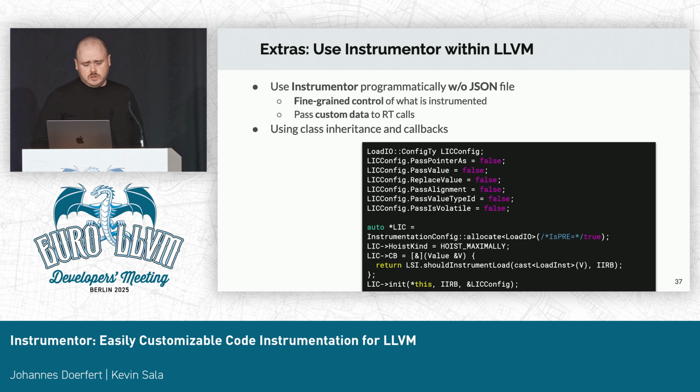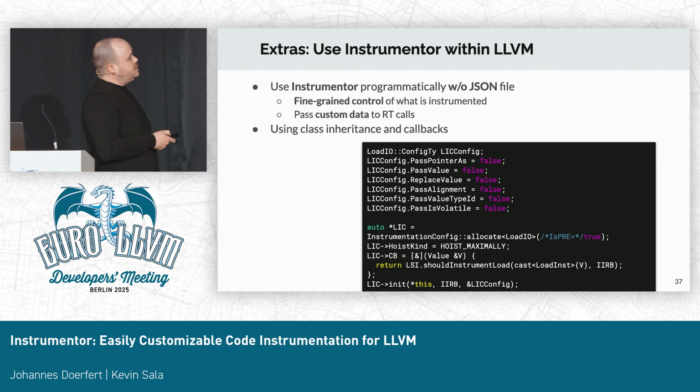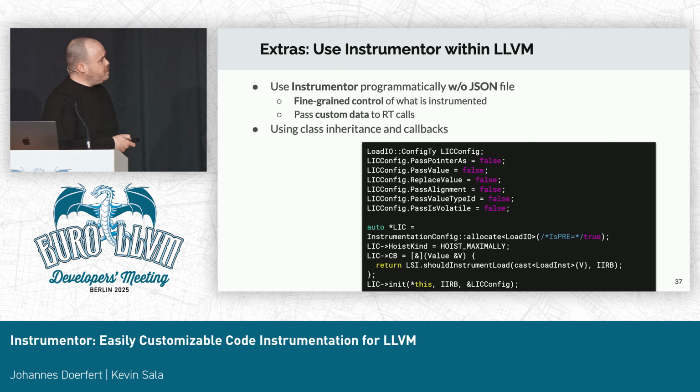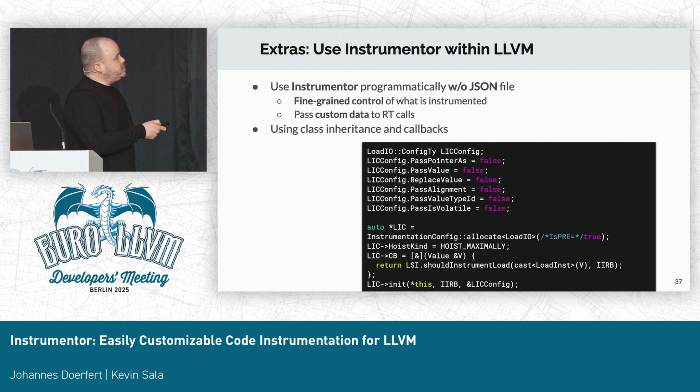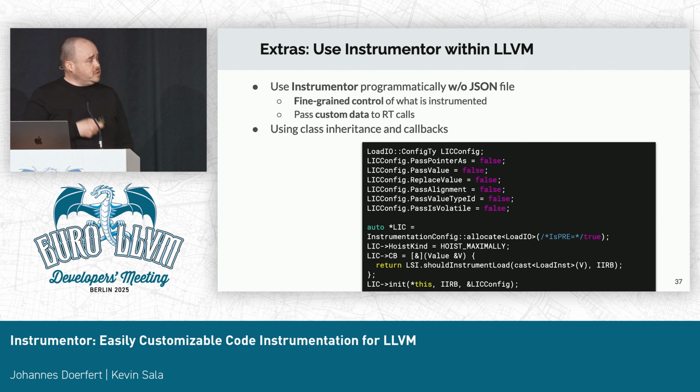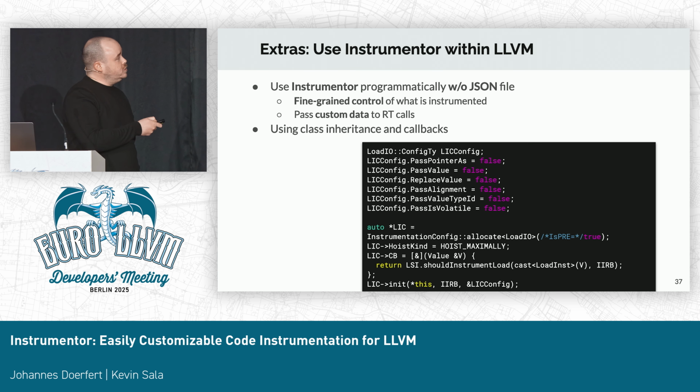So we allow to use the Instrumentor programmatically without the need of the JSON file with the same capabilities, but with extended features. So, for instance, from your LLVM pass, you can create an instance of the Instrumentor. You can then specify the opportunities that you want to instrument, like the load opportunities. You can specify here what you want to forward. Then you can specify you want it just before the load happens.